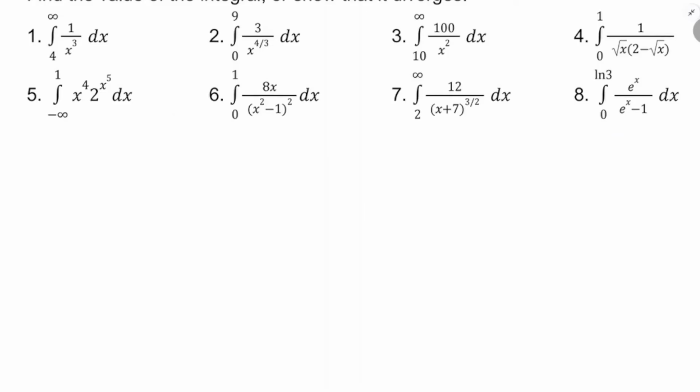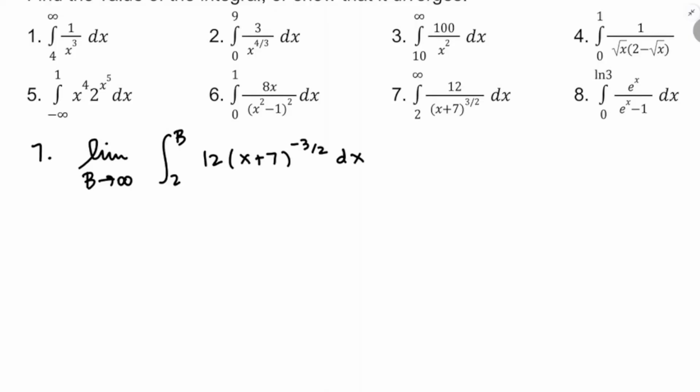Okay, number 7. And just give me the limit as the upper bound approaches infinity. Okay, 12 times x plus 7 to the negative 3 halves. All right, and we're going to anti-differentiate off to the side. It's been a while since we had one that didn't require a u substitution.